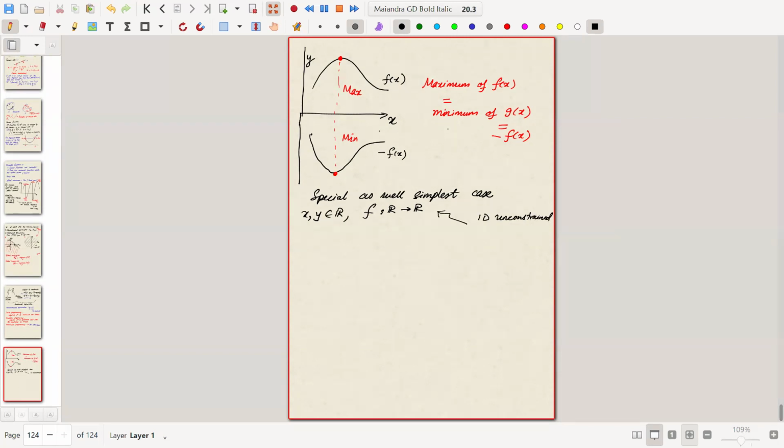Why is it 1D? x belongs to the real numbers, and there is no constraint involved, so it's an unconstrained problem. So a single variable unconstrained optimization problem, and of course our aim is to either minimize or maximize f(x). That's our main aim as usual. Suppose f(x) is a 1D function here, and your decision variables x and y are also real numbers, like 1D. Is it clear?